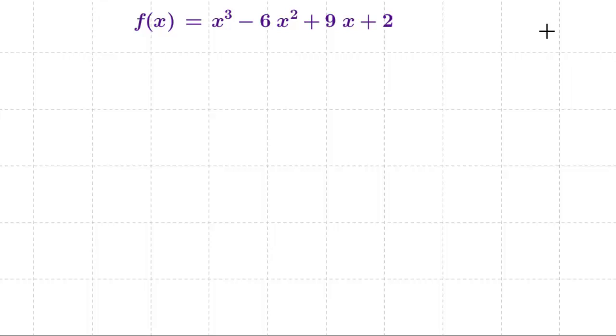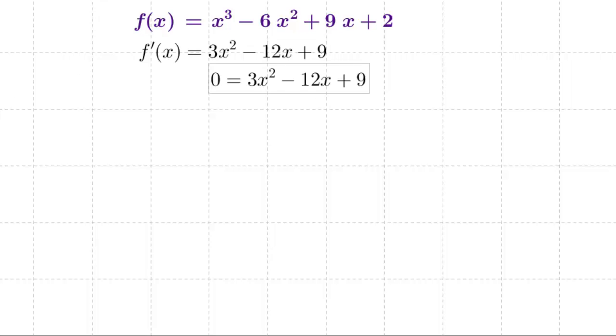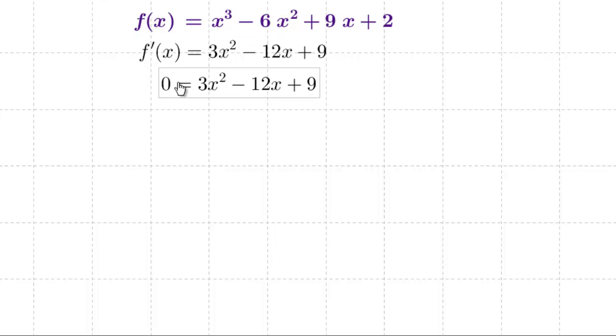So let's take the function you see here. f of x equals x to the third power minus 6x to the second power plus 9x plus 2. We're going to use the first derivative test to figure out what's going on with this function. First, we're going to take the first derivative, 3x squared minus 12x plus 9. We're going to take that first derivative and set it equal to 0. Looking at this, I can see that there are factors of 3 in all of those.